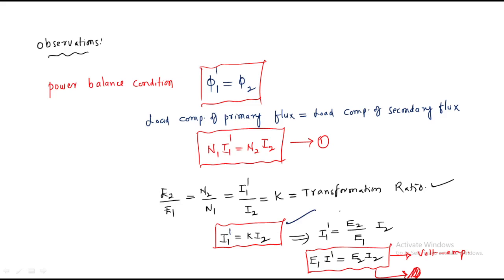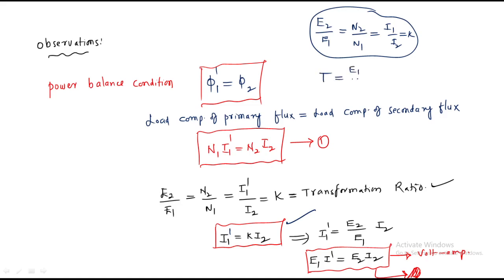And what is the transformation ratio? E2 by E1 should be equal to N2 by N1, which is equal to I1 by I2. This is nothing but the transformation ratio. What is the turns ratio? E1 by E2, N1 by N2, or I2 by I1. That is, turns ratio equals E1 by E2, which is equal to N1 by N2, which is equal to I2 by I1. You just have to remember the difference between these two, turns ratio and transformation ratio.